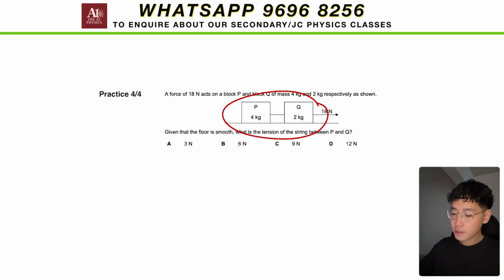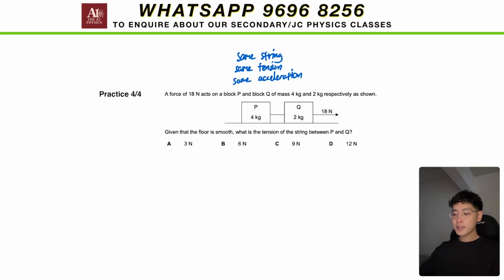Right, so the first thing with these box-with-string questions is I like to use this idea that the same string has the same tension and the same acceleration. Meaning that both of these boxes are connected by the same string. So this tension over here, which pulls P to the right, must be equal to this tension over here that pulls Q to the left. Both tensions must be the same because it's the same string. Second thing is both boxes must have the same acceleration. One box cannot accelerate faster than the other box. They are moving together, so they must have the same acceleration as well. Let's just call this acceleration A, and let's call this tension T.